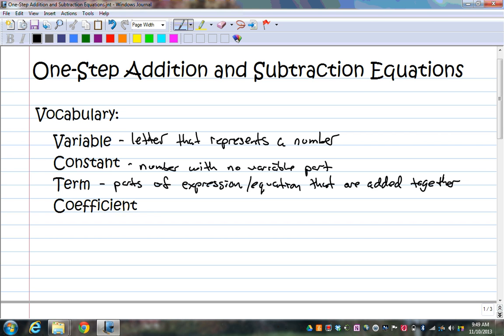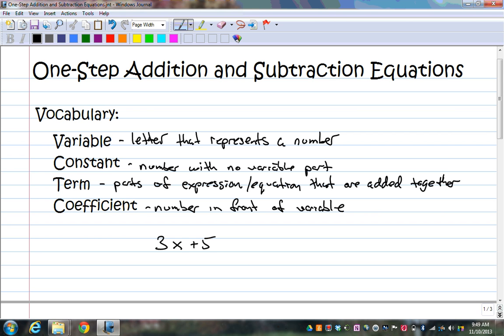And then coefficient is the number in front of the variable. So if I put down something like this, 3x plus 5, 5 would be the constant. The terms are going to be 3x and 5. The variable is just x, and the coefficient is 3.